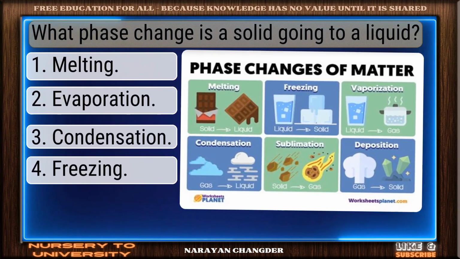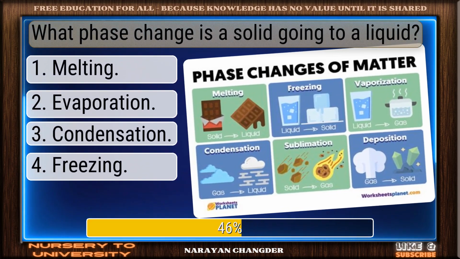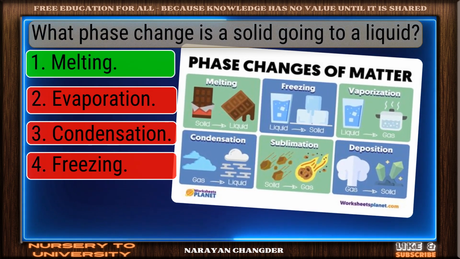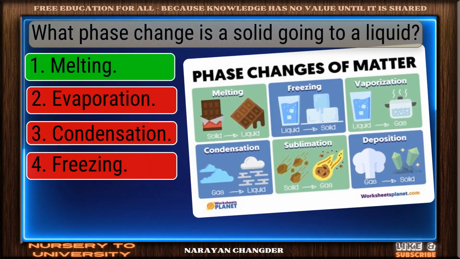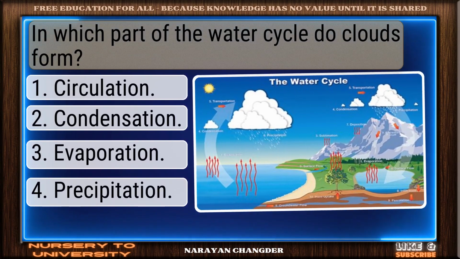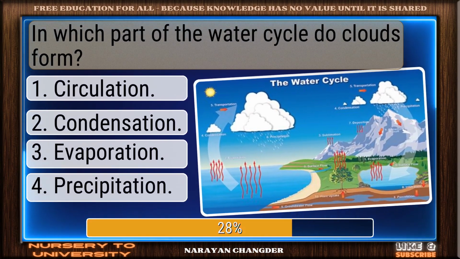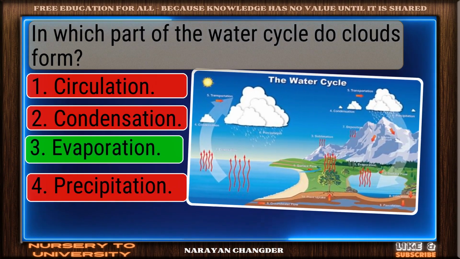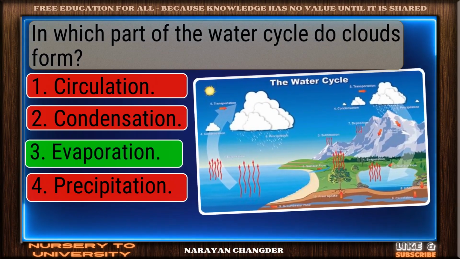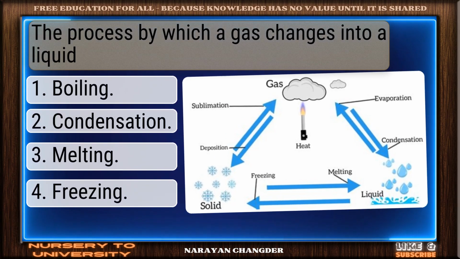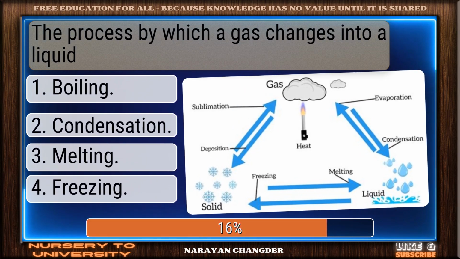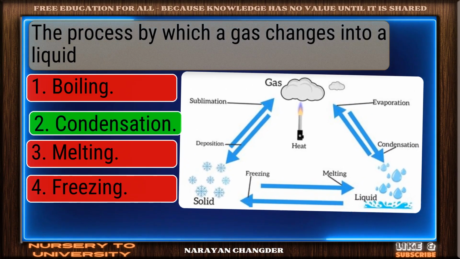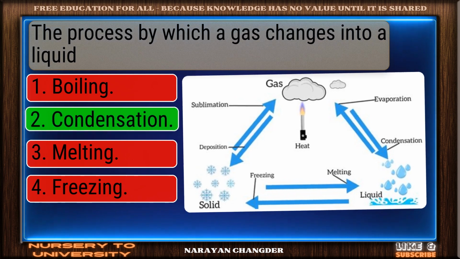What phase change is a solid going to a liquid? Clear logic. Your choice, melting, is sound and 100% true. In which part of the water cycle do clouds form? Great job. Evaporation is the accurate answer. The process by which a gas changes into a liquid. Good thinking. Condensation is the right answer.